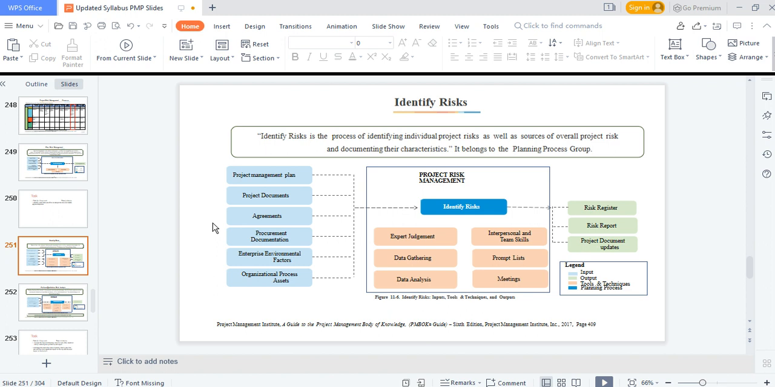Okay, from the next range of slides from 251 here, identify risks, up till 304, we're going to be concluding the training. Thank you very much. So we'll ride on with identify risks.